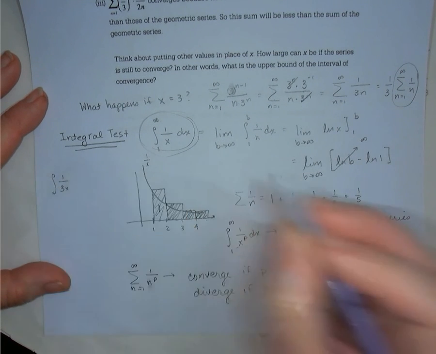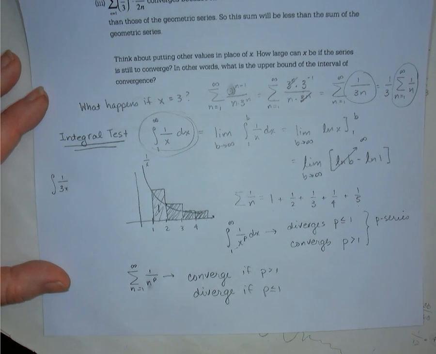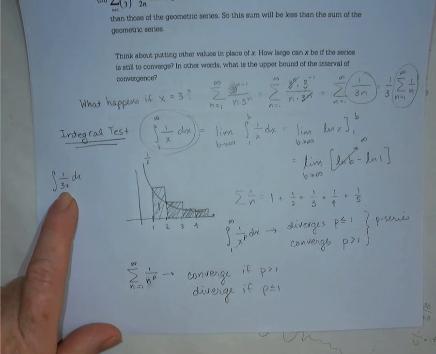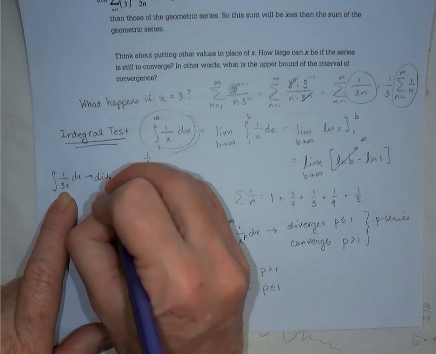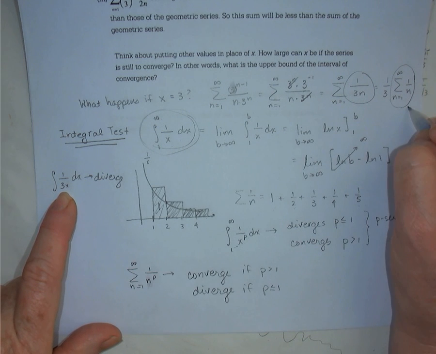So let's go back to where we were. We were looking for, does the sum of 1 over 3n diverge or converge? Well, we know that if we take the antiderivative of 1 over 3x dx, this is going to diverge. And so we know that this sum will diverge as well.